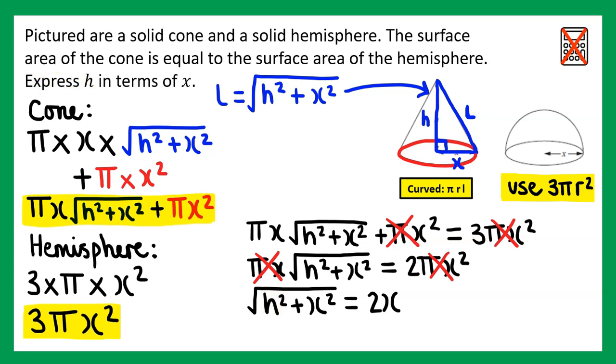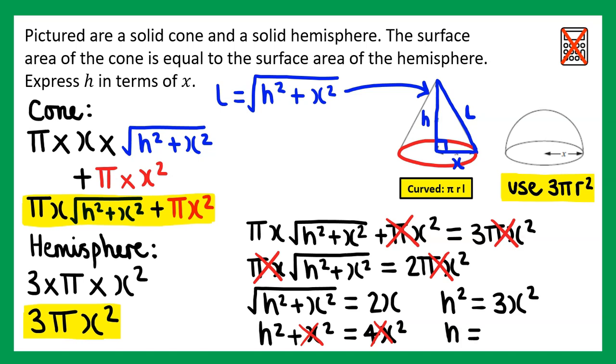To do this, I'll need to square both sides to leave me with h squared plus x squared on the left, and squaring 2x would give me 4 lots of x squared. Now I can subtract x squared from both sides, so h squared is equal to 3 lots of x squared, and square rooting on both sides will leave me with h on the left hand side, and then square rooting 3x squared. The square root of 3 is root 3, and the square root of x squared is x. So my final answer is h equals root 3x.